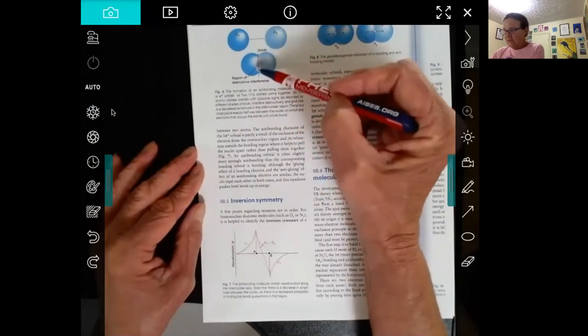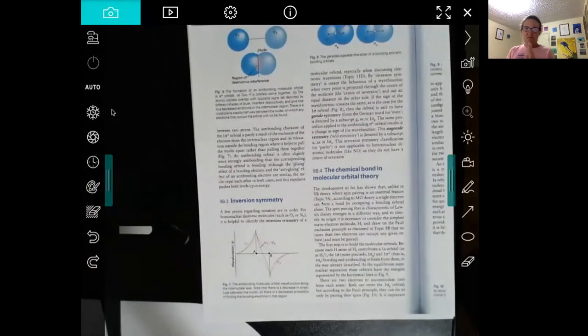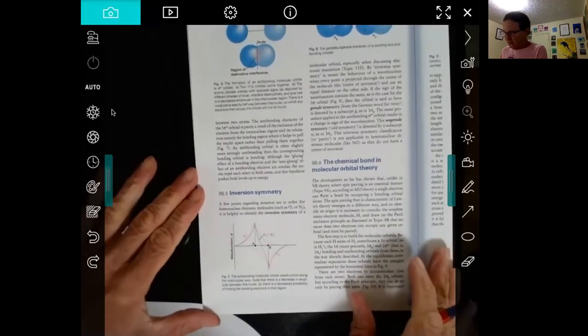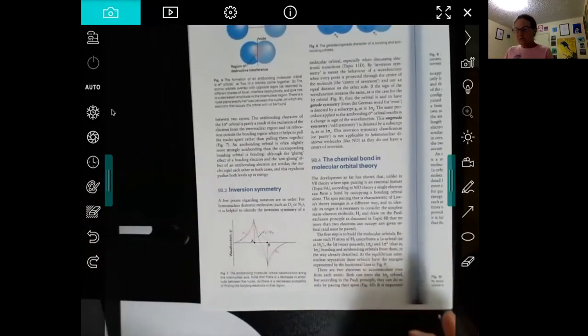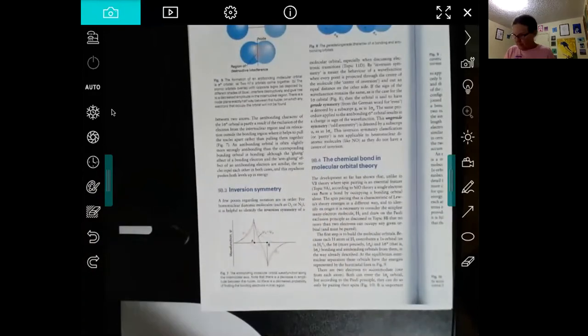And then when you add them together, you're going to get a region in between the nuclei where the positive and the negative exactly cancel each other in destructive interference. So you get a node between the nuclei. So that helps to pull the nuclei apart. So it's called an anti-bonding orbital. It's still a sigma.